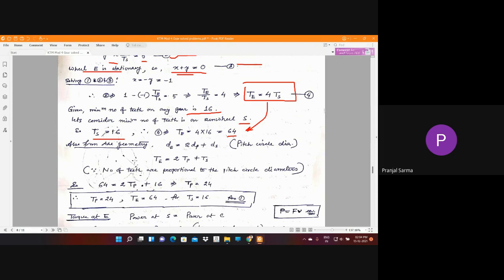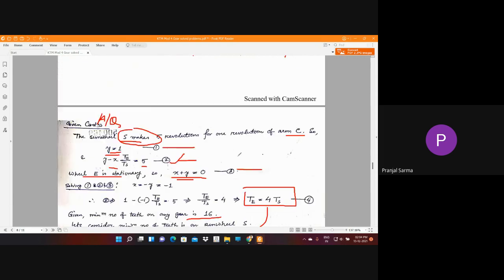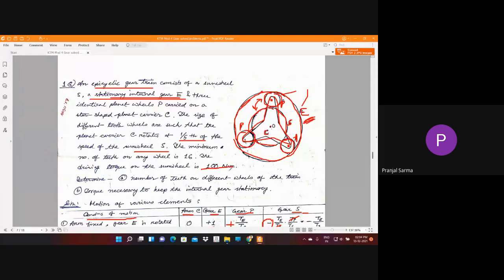Now if we go for the geometric relationship between their sizes, then what can we write? Pitch circle diameter for E. Here this one is E.